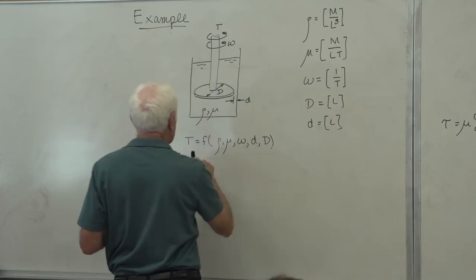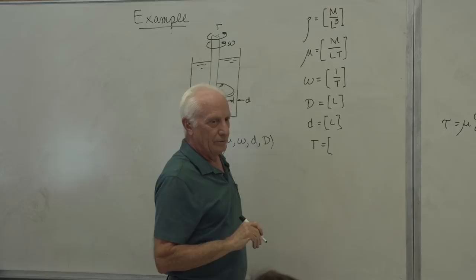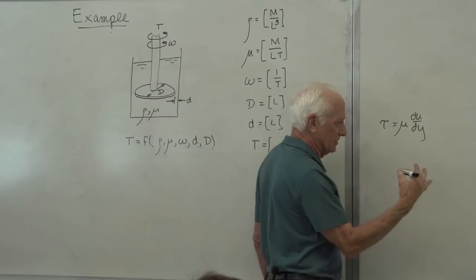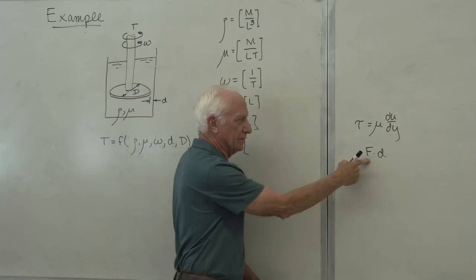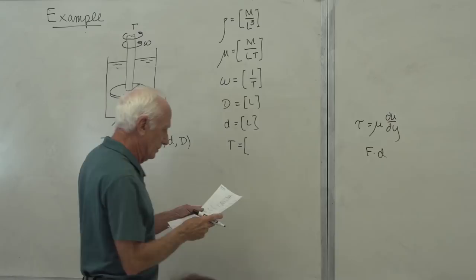Okay, torque. You can reinvent the wheel. What's a torque? It has the units of a moment, a force times a distance. So F times distance. What's a force? ML over T squared. What's a distance? L. You can do it yourself, but it's in the table, so go ahead and use the table. ML squared over T squared.